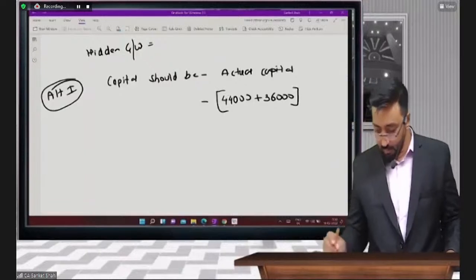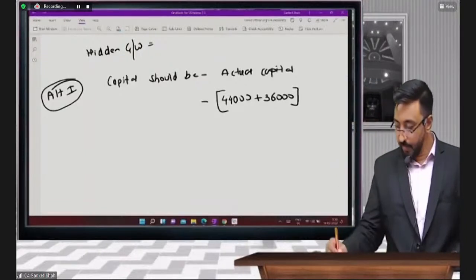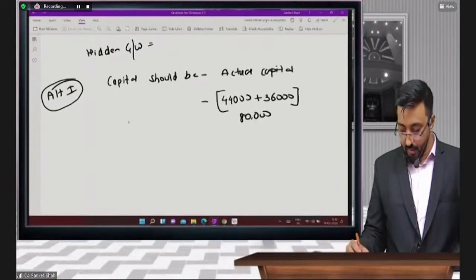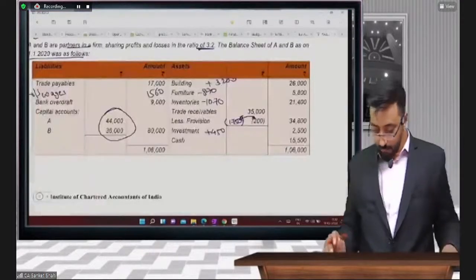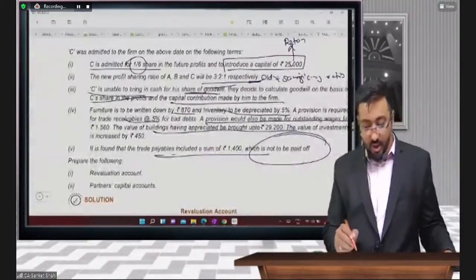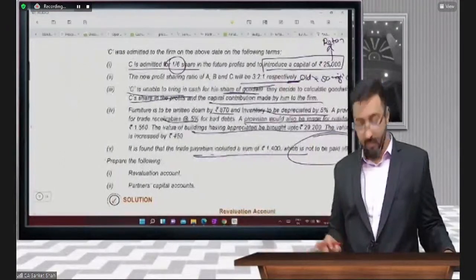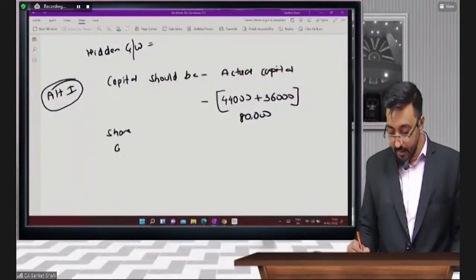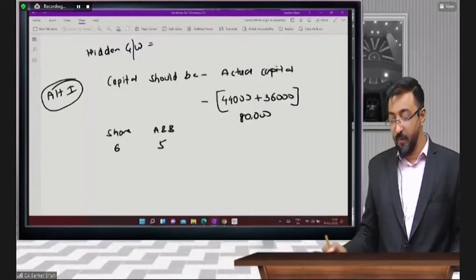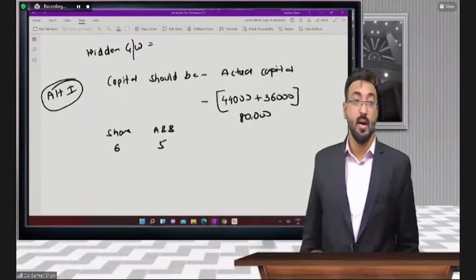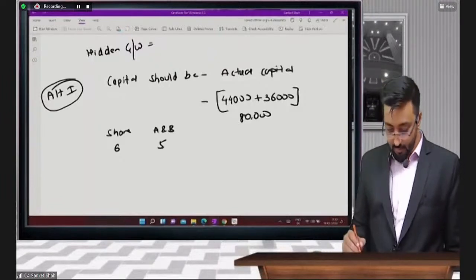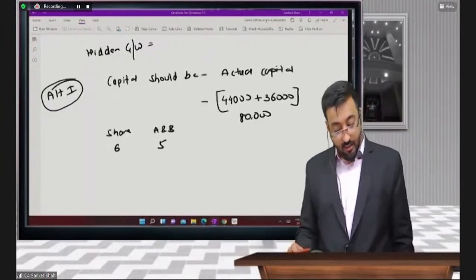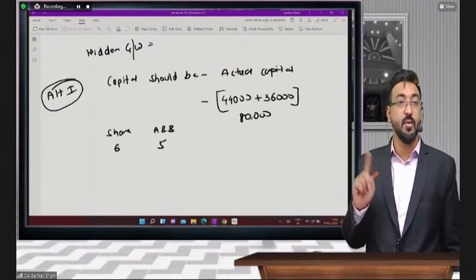36,000. So their actual capital is 80,000. Okay. And capital should be... Yes, beta. If C is getting a 1/6 share, it means A and B are getting the rest. So total share is 6. Out of that, A and B are getting 5. If 6 chocolates are there, A and B are getting 5 chocolates, because 1 chocolate is given to C.